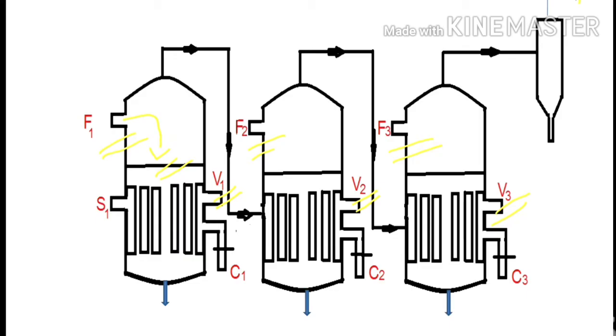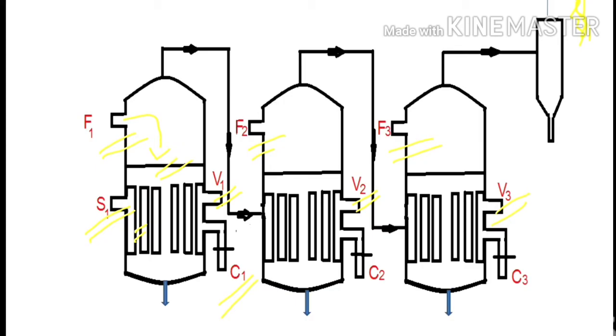Then vacuum is applied, so high vacuum is created in the liquid chambers of the evaporator. The steam valve S1 and the condensate valve C1 are kept open. Through the steam inlet valve S1, steam is introduced into the calandria.